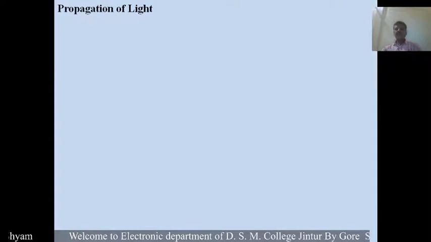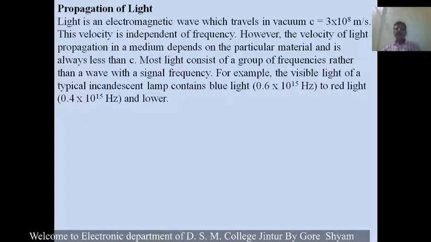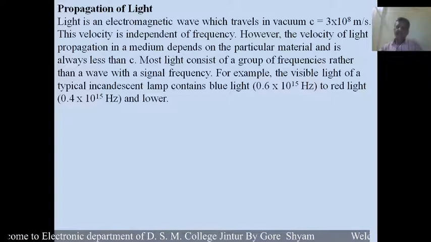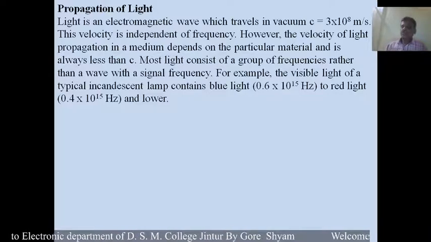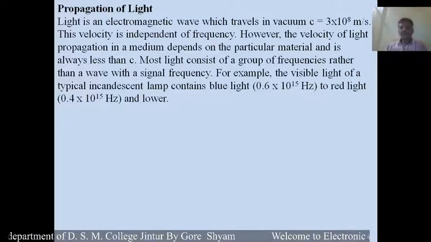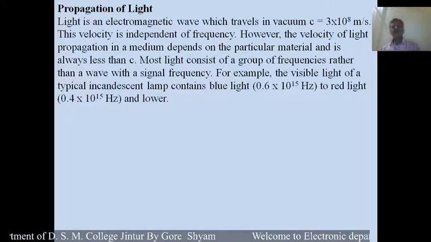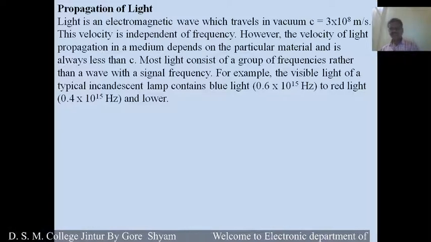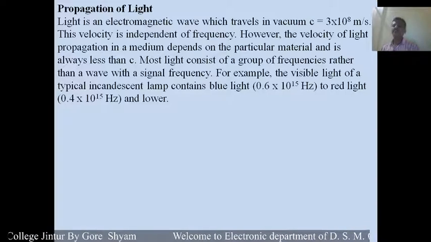Now let us see how light can propagate through the optical fiber. Light is nothing but an electromagnetic wave, and the speed of light is 3 x 10^8 meters per second when it travels through vacuum, and its speed changes when the medium changes. Instead of vacuum, when it travels through glass, its speed slightly decreases.